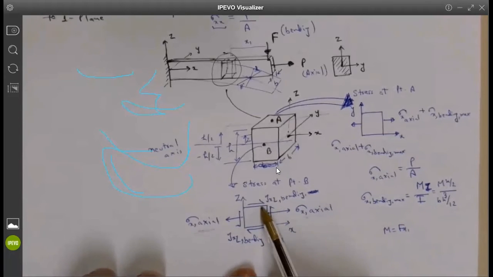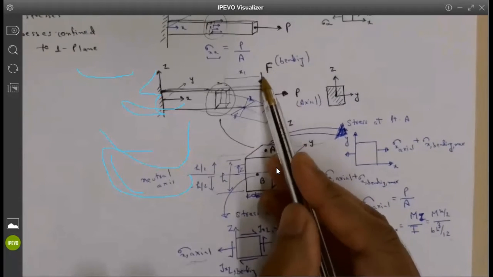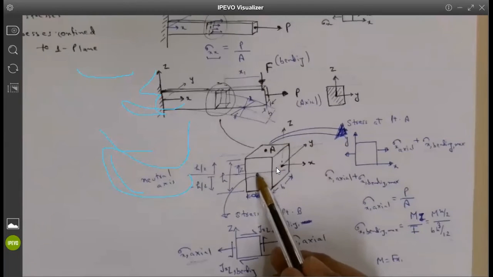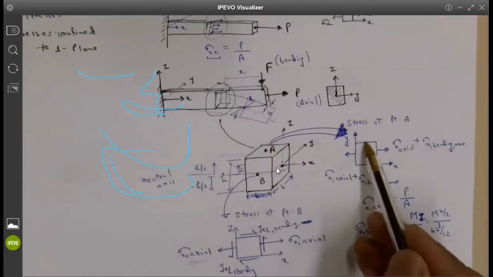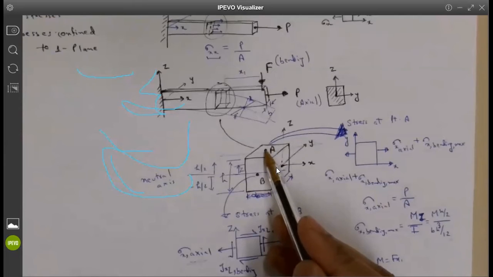This is basically coming because this load is a shear load. This is causing bending, but this load will also cause shear stresses, and shear stresses will be maximum at the neutral axis. At point A, I have not done anything here, because the shear stresses are 0.